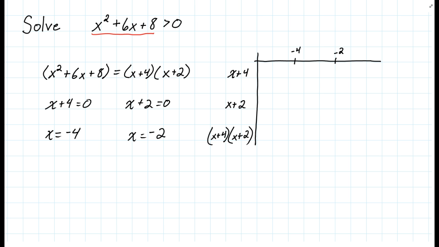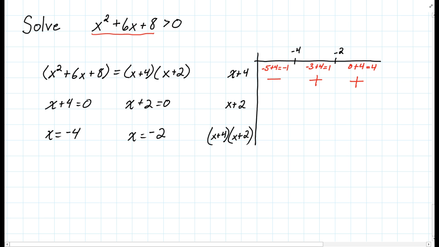Now, I want to start out by plugging in something less than -4 into x plus 4. So let's plug in -5. What do we get? If we plug in -5, we'll get -5 plus 4, which is equal to -1. So this is negative. Then if we plug in something between -4 and -2, let's say -3, then we'll get -3 plus 4, which is 1, which is positive. And then if we plug in something greater than -2, let's say 0, then we get 0 plus 4, which is equal to 4, which is still positive.